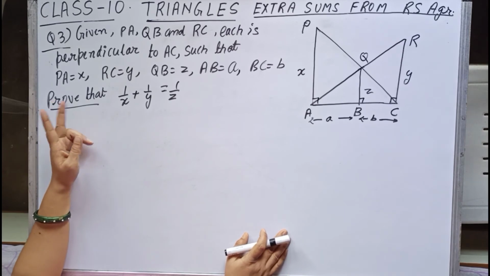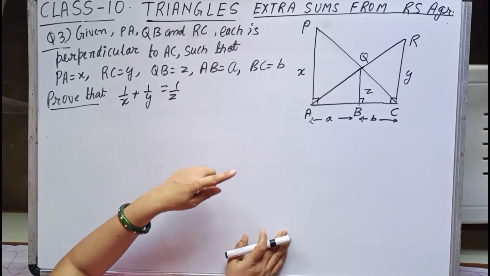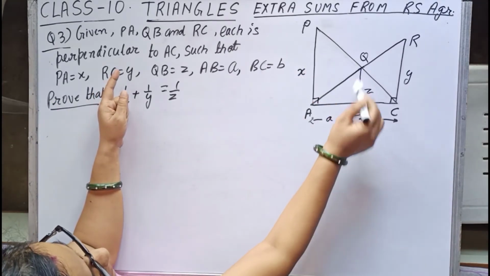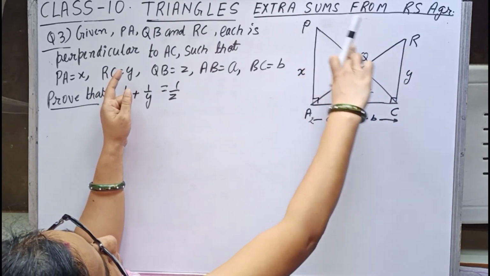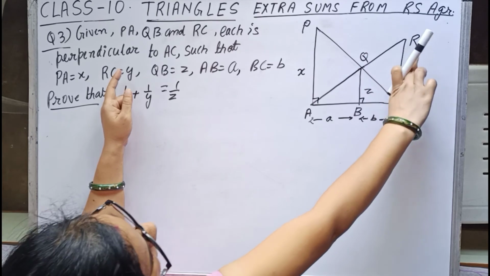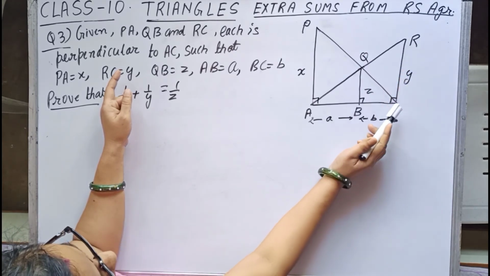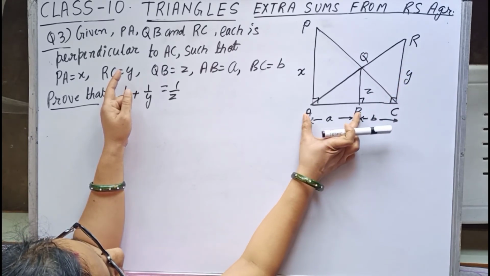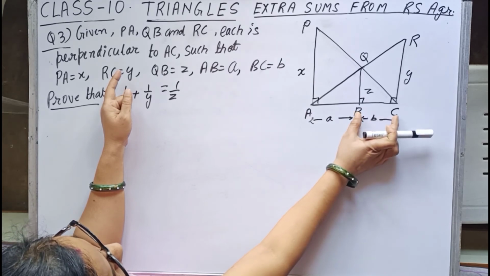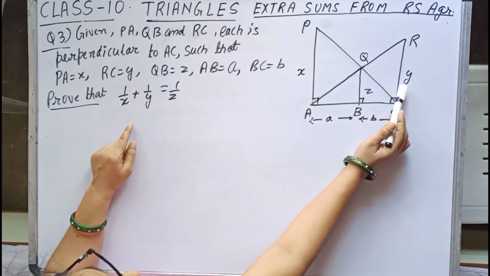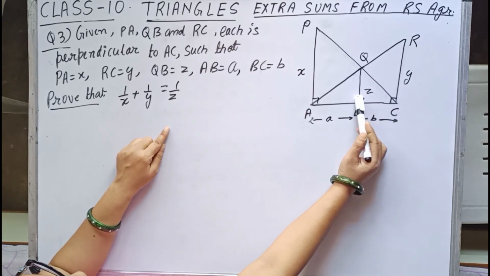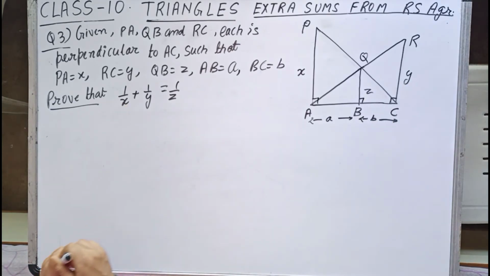Moving to question number 3. Question number 3, which I have written over here, is: PA, QB and RC are perpendicular to AC. PA length is x, QB length is z, RC length is y. Also, length AB is a and BC is b. We have to prove that 1 by x plus 1 by y equals 1 by z. So let us proceed.